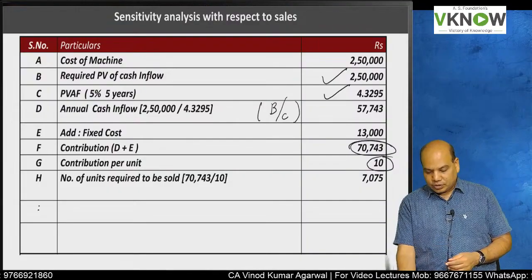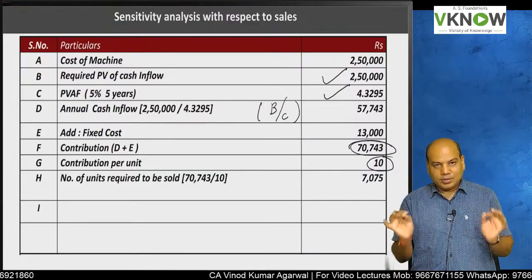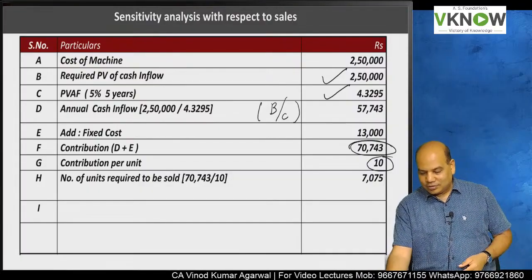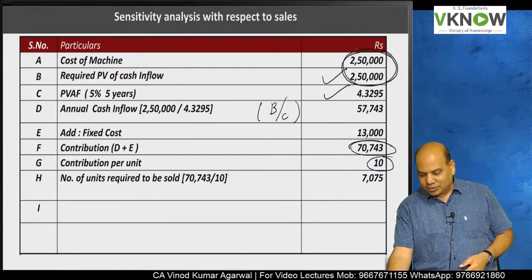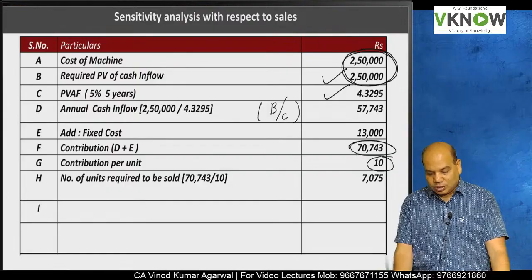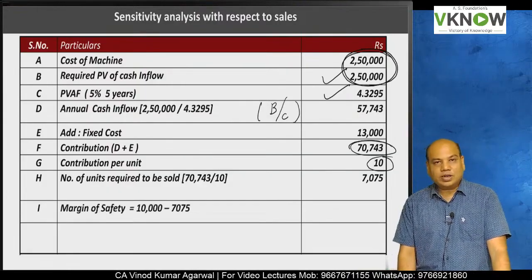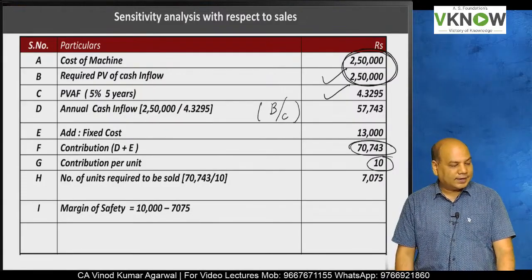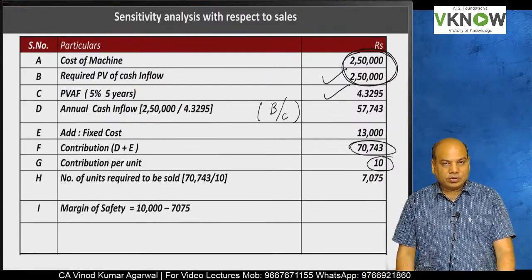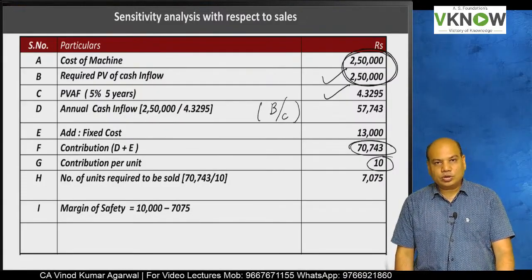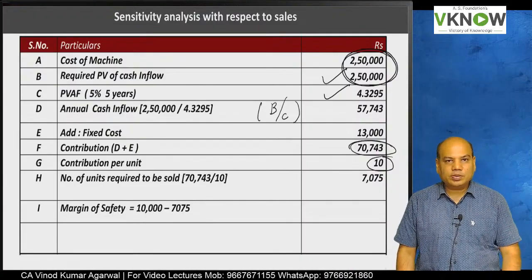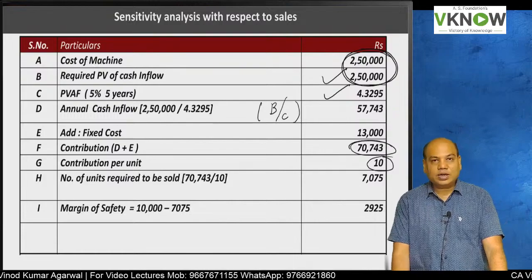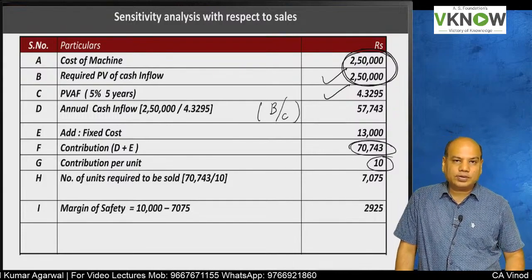7,075. That is my minimum quantity to be sold, so that your NPV will be 0, not negative. So how much margin of safety do we have? My original estimate is 10,000. Minimum quantity to be sold at which NPV will be 0 is 7,075. So I still have a margin of safety of 2,925.